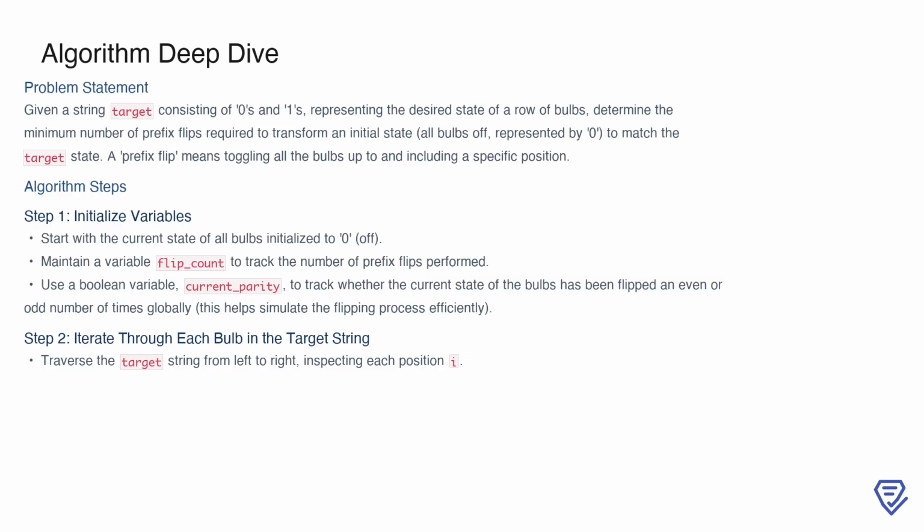We start by initializing a few variables. First, we set the current state of all bulbs to 0, since they're initially off. Then, we use a variable called flip_count to keep track of the number of flips we perform. Additionally, we introduce a Boolean variable called current_parity, which helps us track whether the bulbs have been flipped an even or odd number of times globally. This is important because it allows us to efficiently simulate the flipping process without physically toggling the bulbs. Once these variables are initialized, we iterate through each bulb in the target string, inspecting their states one by one.